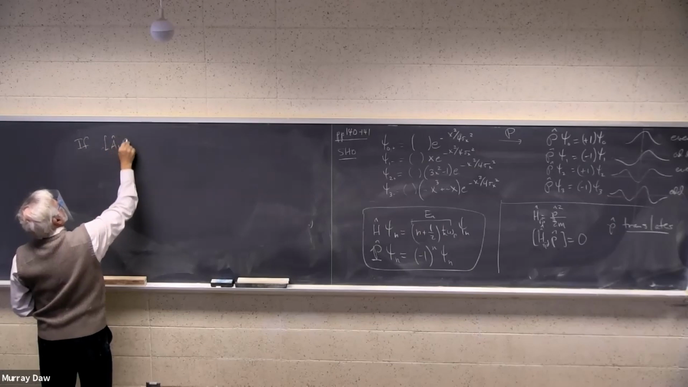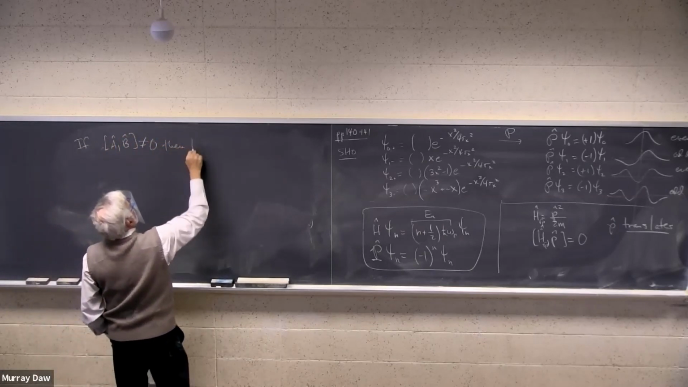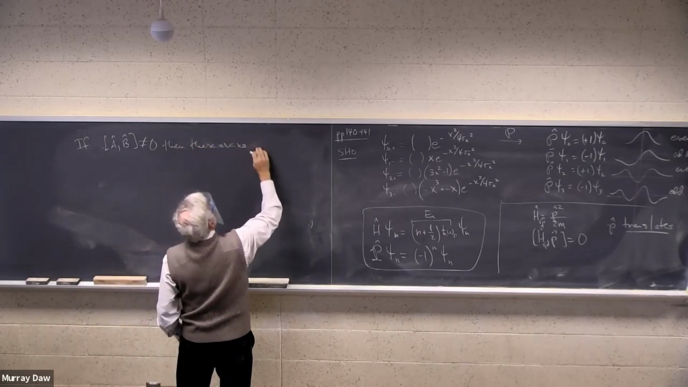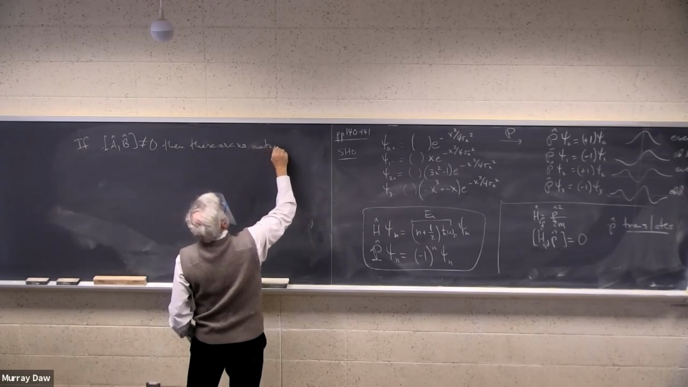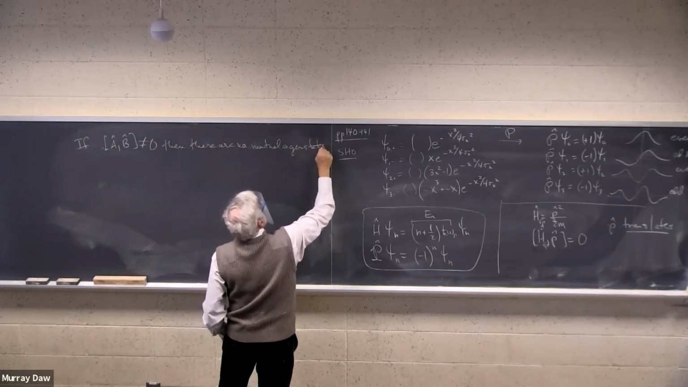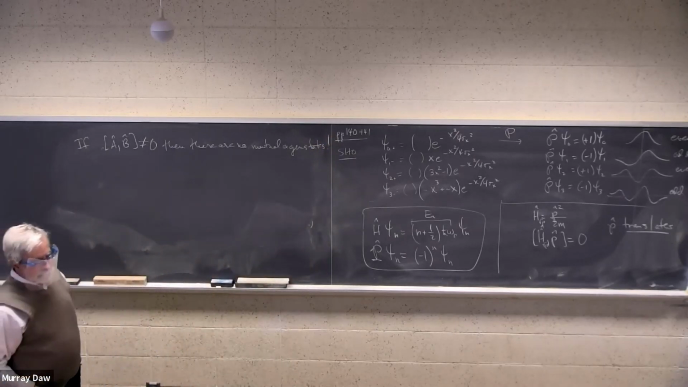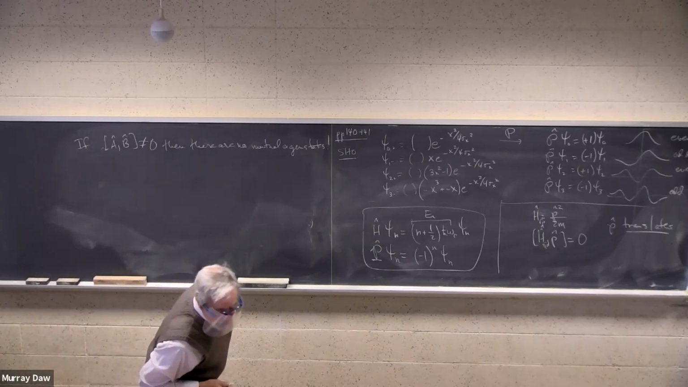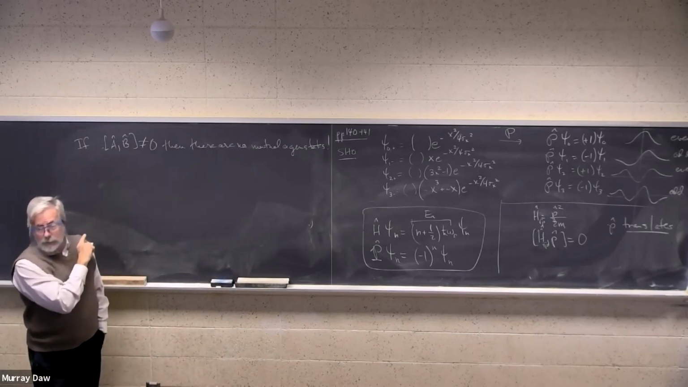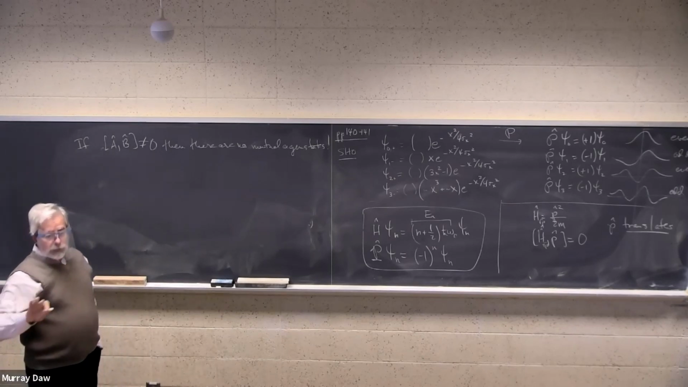If the commutator is not 0, then there are no mutual eigenstates. And I'm out of time here. So let me give you, we did one just at the end of class. You had some homework on it. Example of a pair of operators that do not commute.